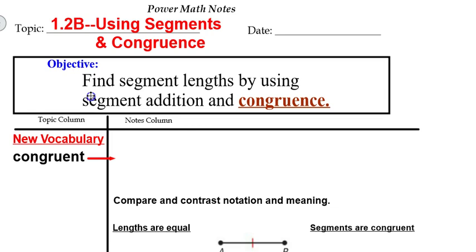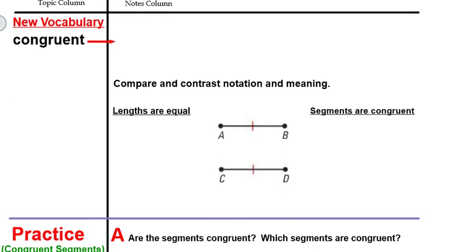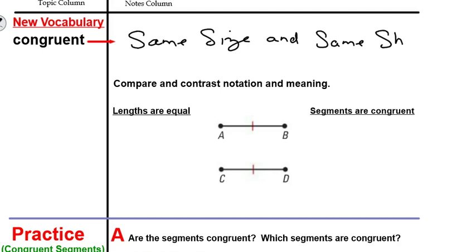Congruence is going to be the new vocabulary that we're going to talk about today, and make sure that we can apply that. So let's go down to this first section here. Congruent. The definition of congruent is same size and same shape.